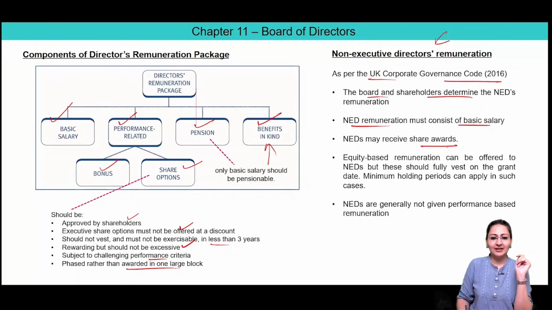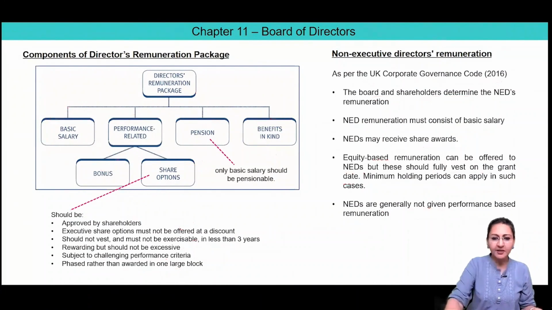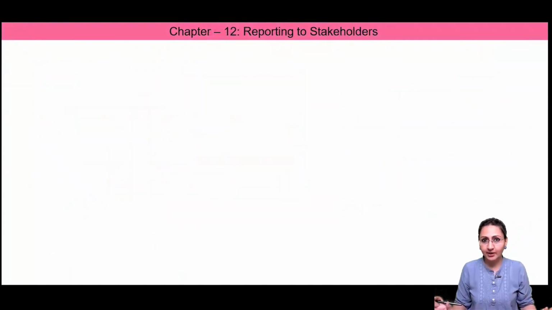They can have some share rewards, but no bonus. Remember that. Now, equity-based remuneration can be offered to NEDs, but it should fully vest on the grant date. That means they cannot go ahead with phases. Fully vest on the grant date. When the grant date comes, whatever ESOPs have been given to them, give them completely. And NEDs are not given any performance-related remuneration, or simply speaking, any bonus.